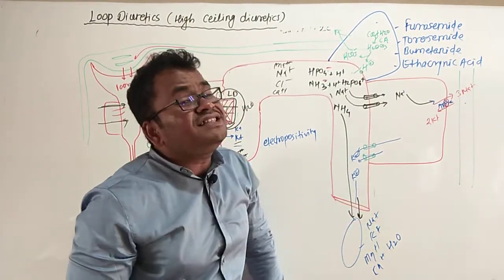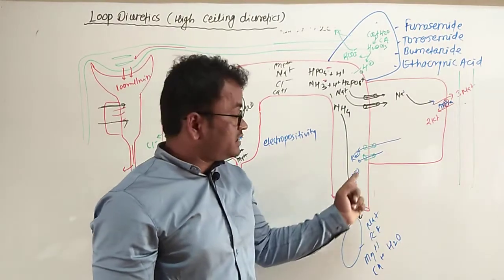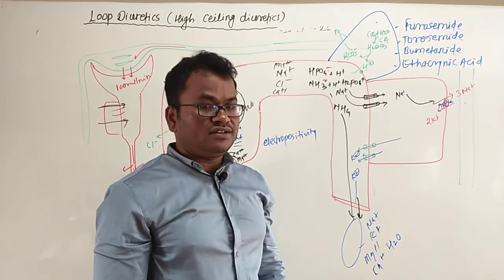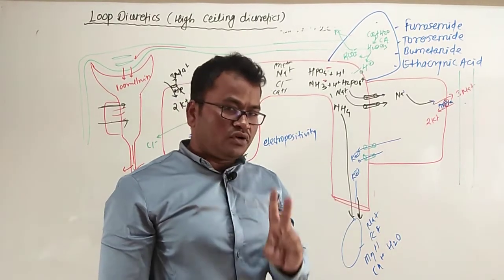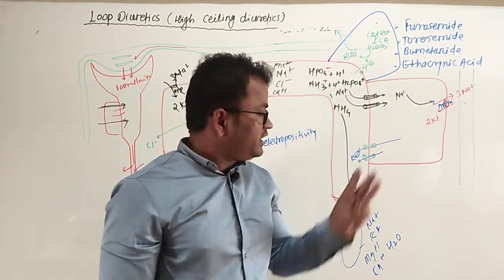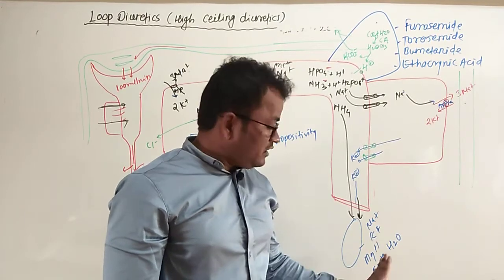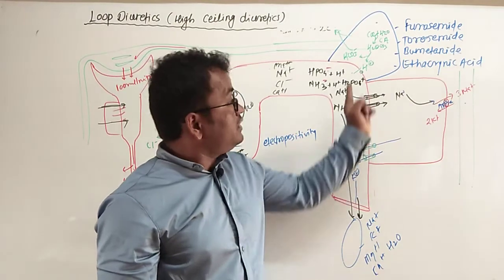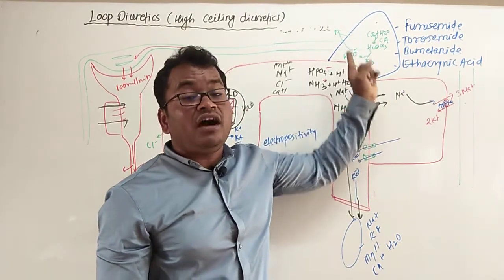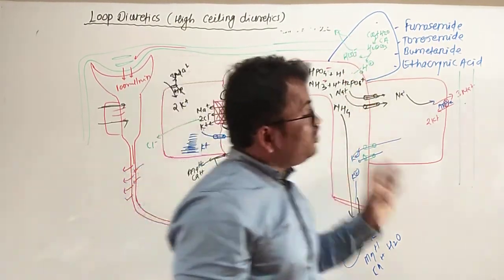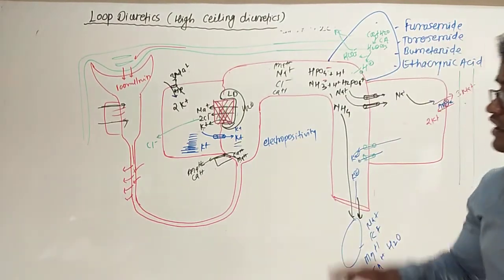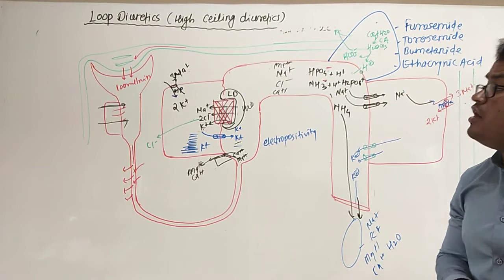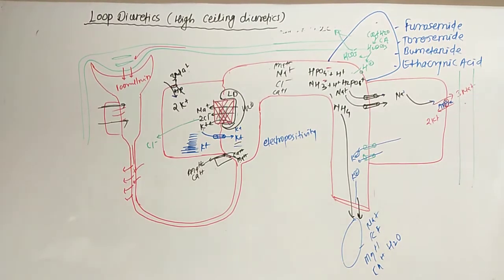So what are the side effects of these loop diuretics? First, it decreases the potassium level. Second, it decreases the calcium level. Third, it decreases the magnesium level. Fourth, it causes acidic urine, and that leads to metabolic alkalosis. Okay, so first note this down, then we see the next point: its uses, side effects and contraindications.